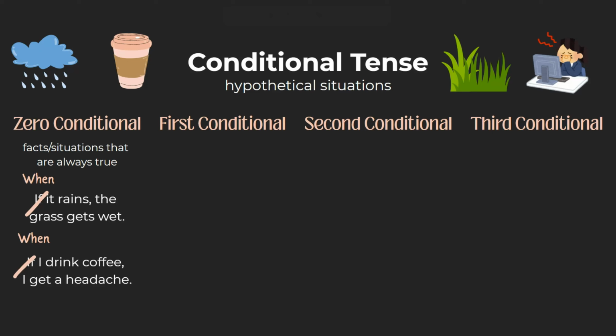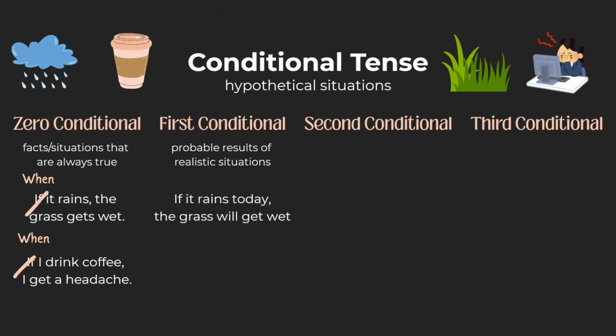The first conditional is used for probable results of realistic future situations. It sounds complicated, but let's look at some examples. If it rains today, the grass will get wet. Or, if I drink coffee, I will get a headache. Notice that the zero and first conditional are nearly the same, but the first conditional has the added will in the second clause.